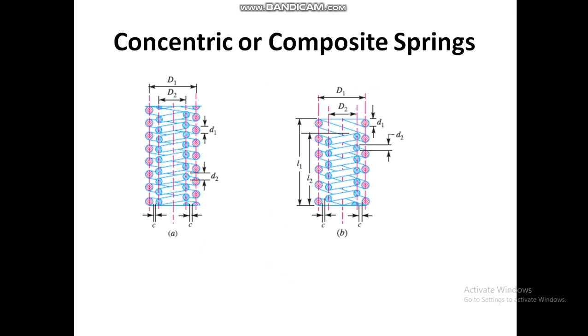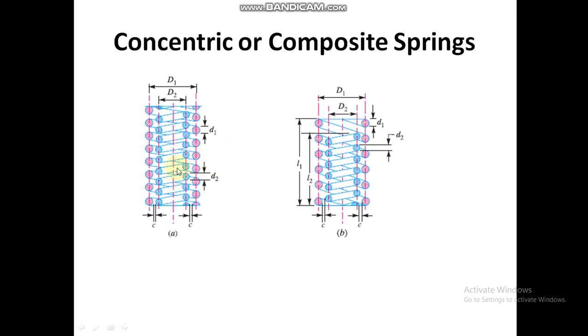Now let us discuss the case of concentric springs, or we can call them composite springs. So concentric springs are two springs which have the same center. So you can see in the diagram, this red shade one is the outer spring, blue shade one is the inner spring. The inner spring has coil diameter D2. The outer spring has diameter D1, and there is a clearance between the two springs. It is written as C. Wire diameter of the inner spring is D2, wire diameter of the outer spring is D1.